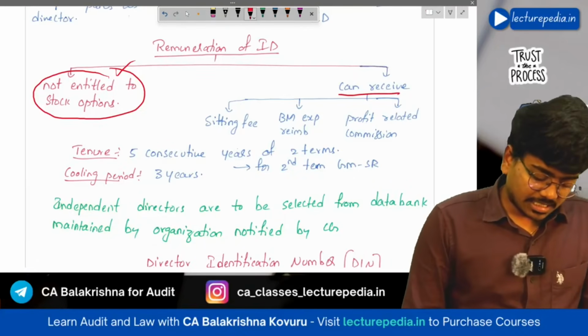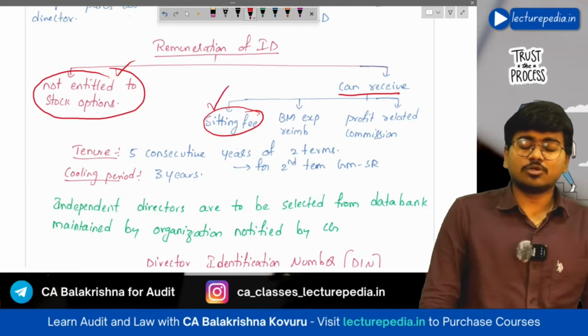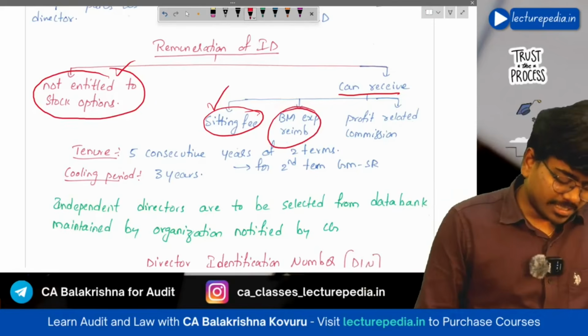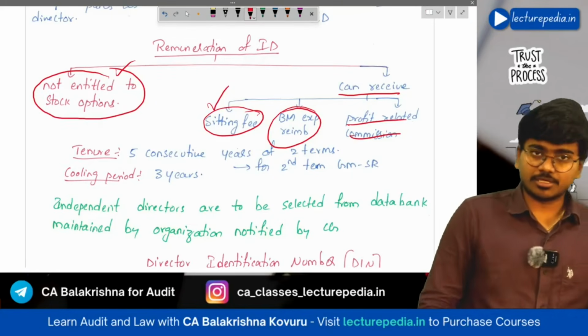And independent director can receive sitting fees. Basically, sitting fees is the fees that you will give to the independent director for attending the board meeting. And board meeting expenses can be reimbursed to such independent director, and profit related commission can be given.